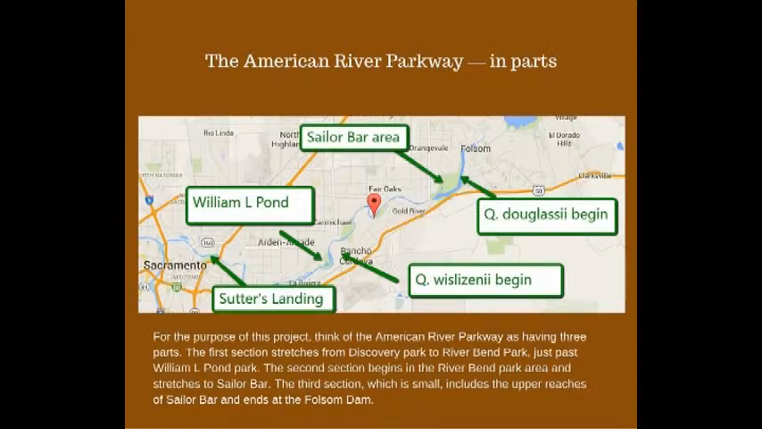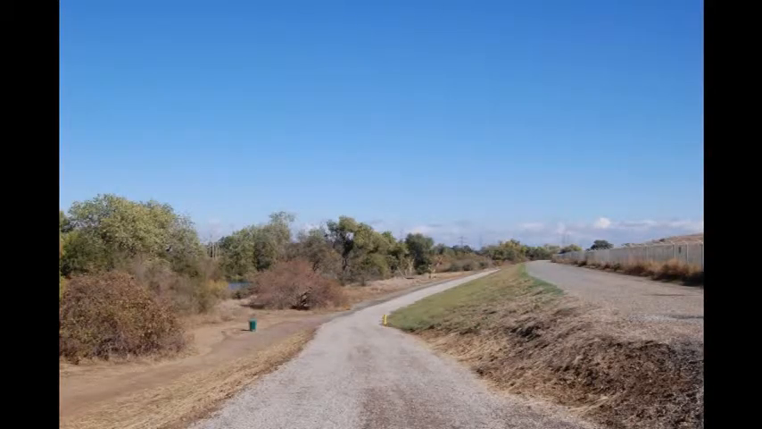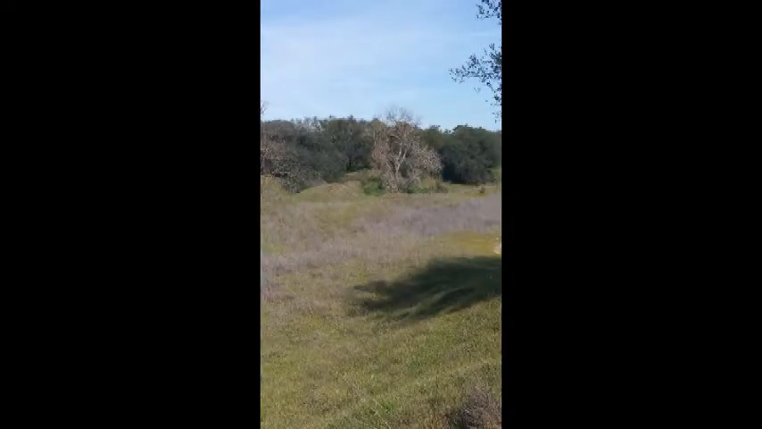To that end, you can pretty much divide the American River Parkway into 3 segments. The first stretches from the mouth of the American River, where it empties into the Sacramento River, and upwards towards William Pond and River Bend Park. Those are the areas where you'll find most of Quercus lobata. From River Bend Park up to Sailor Bar, you'll find many stands of Quercus wislizenii, and above that area from Sailor Bar up through the Nimbus Dam, you'll find Quercus douglasii.